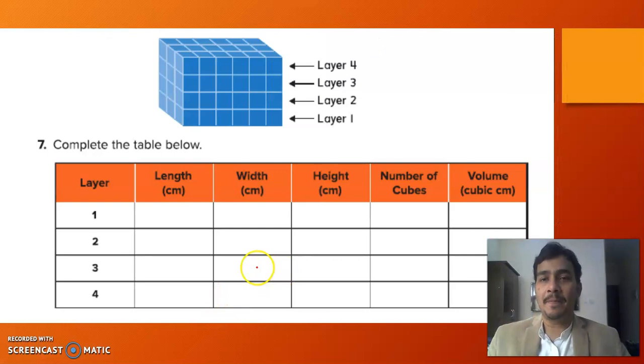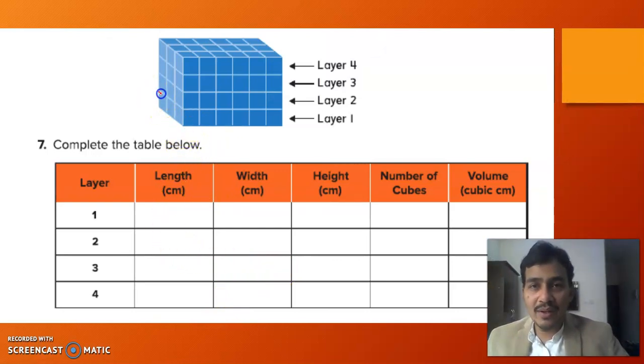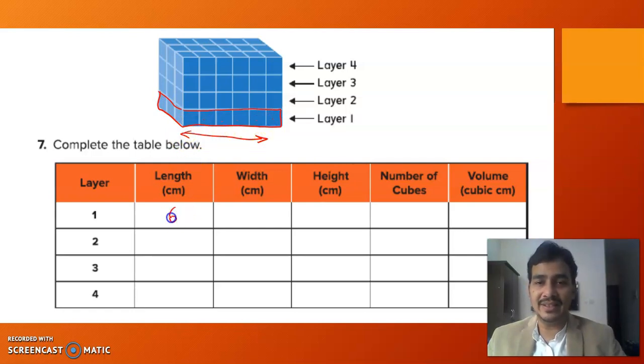Let's see this example. There are many layers to this box. If you see the layer 1, the smallest layer here, what is the length of this layer? The length of this layer is 1, 2, 3, 4, 5, 6. The length of the layer is 6. What is the width? Count the box, 1, 2, 3. The width is 3. And what is the height? The height is just 1.